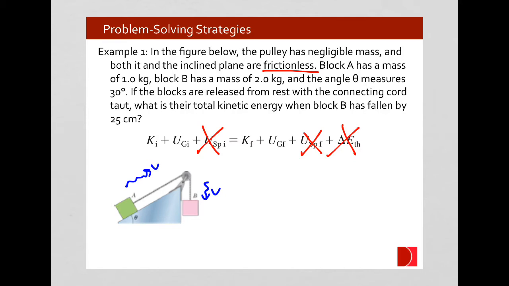Furthermore, we know that the blocks are released from rest, so the initial kinetic energy would be 0 in that case. Depending on where we define our reference point, we could have different values of the gravitational potential energy. But again, it doesn't matter where we count the reference point. It's the change from the initial gravitational potential to the final that really matters. And so now that we have the energies, we can set up the equation and solve for the actual values.